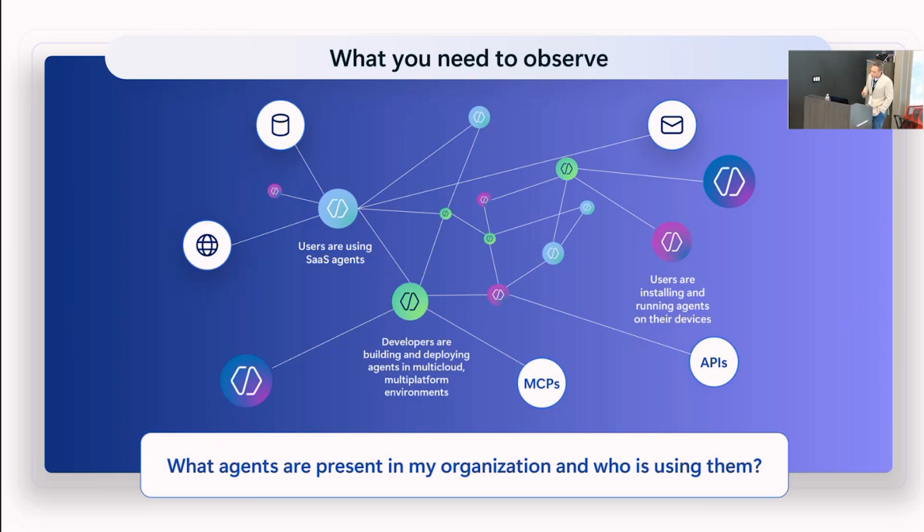For the developers, we talked about the pro code developers, low code developers, to just people building agents, right? We know it's coming in. We know that in 2028, there's going to be 1.3 billion agents out there. Users are installing and running agents on their devices. We know there's MCP servers. They're accessing APIs. Maybe they're just grounded in their OneDrive, or maybe they're grounded into a database. So we need to know what agents are present within the org and who's using them.